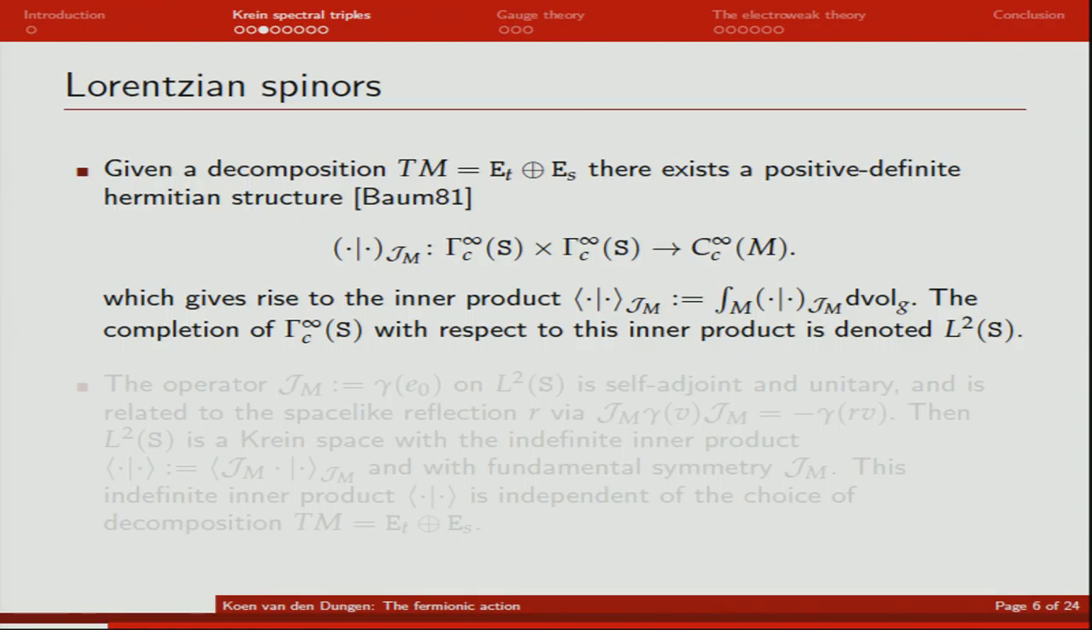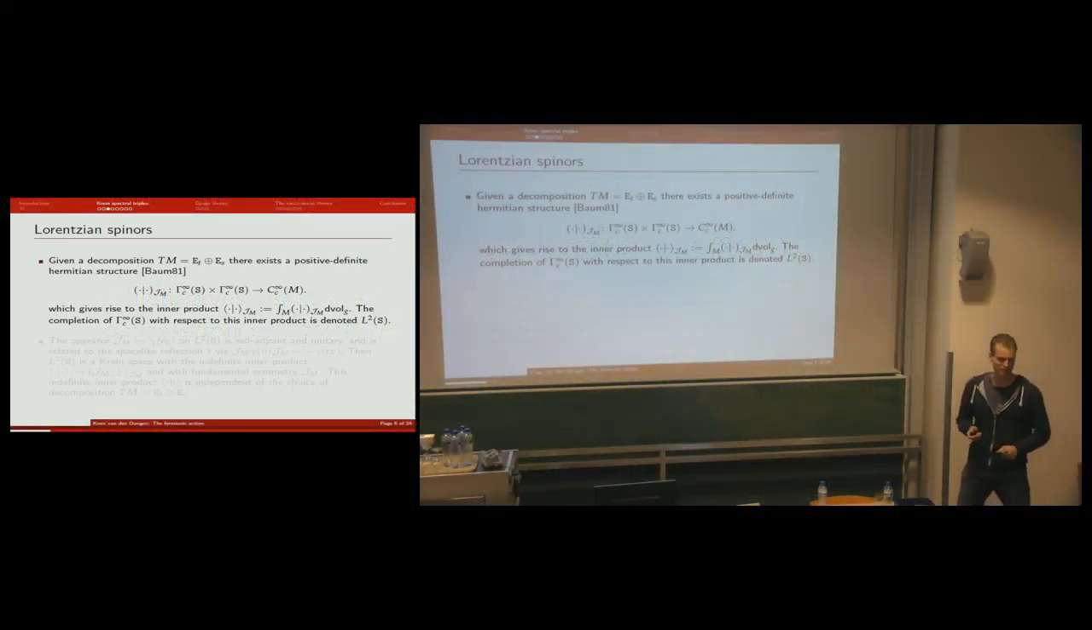All right, so given a decomposition, one can construct a positive definite Hermitian structure on the spinor bundle as well. We apply this positive definite inner product initially on the space of smooth, compactly supported sections. Then we complete in this inner product, and the space we get we denote with the usual notation L2S. These are the square integrable sections of the spinor bundle. But again, this inner product depends on the choice of initial decomposition.